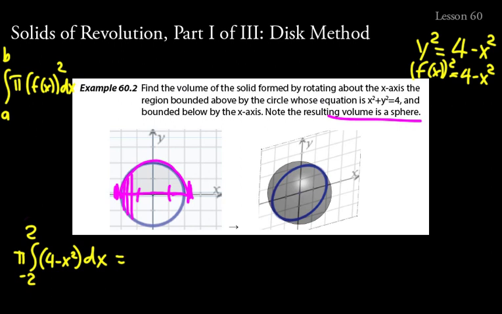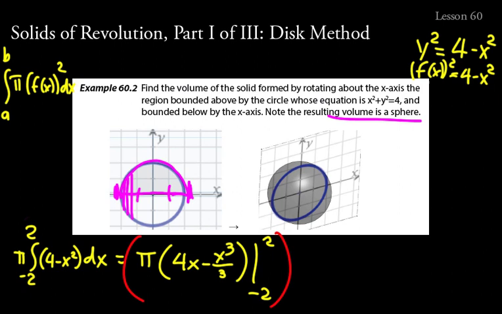So that is equal to pi, parentheses, integral of 4 is 4x, x squared, that would be a minus x cubed over 3 on that interval from minus 2 to 2. And so on practice sets, that's probably where we would stop, right there. If you wanted to keep going, you could.